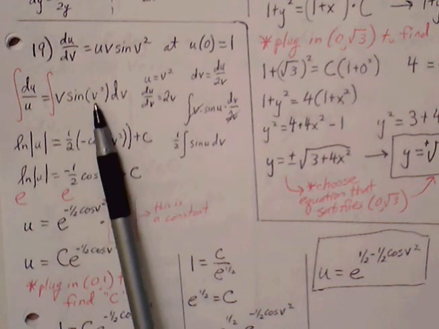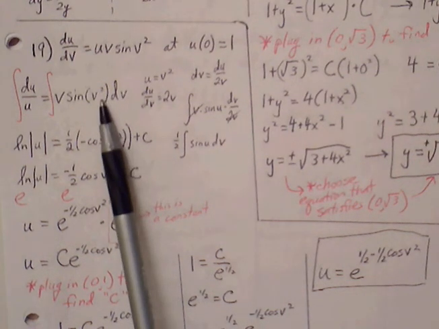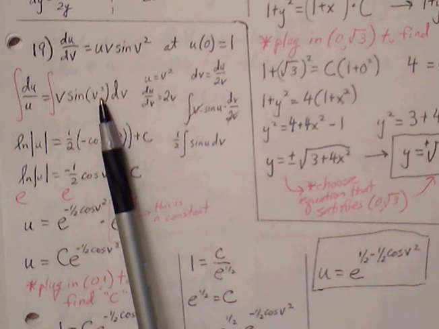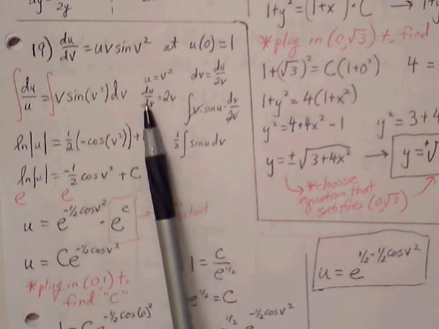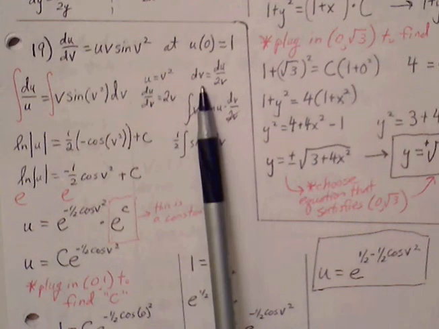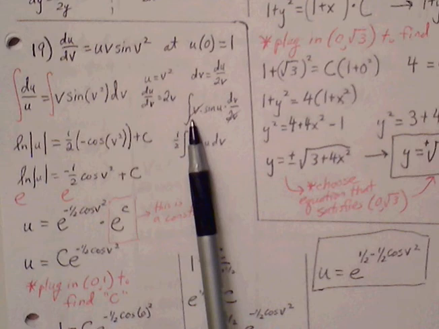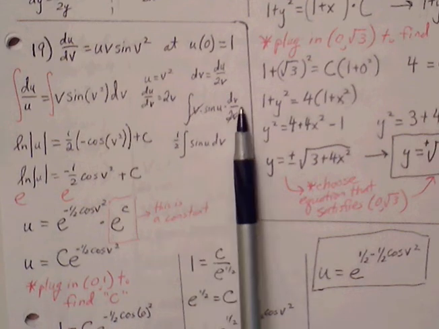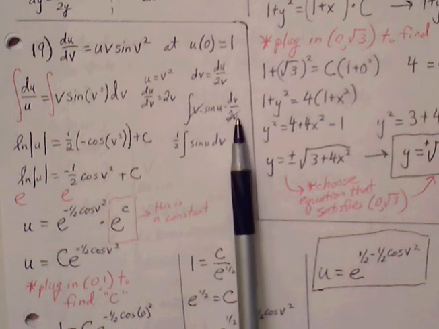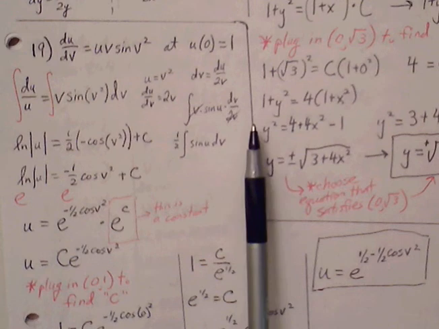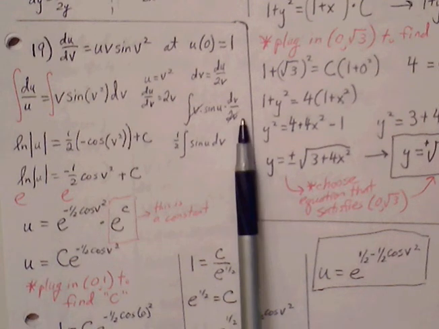We don't have any rule for v sine of v squared, so we have to look at u substitution. So we let the u value be what's inside the parentheses, v squared. So our derivative is 2v. Solve for dv, we get du over 2v. And we get the integral of v times sine u over dv over 2v. Sorry, dv over 2v. The v's cancel out.